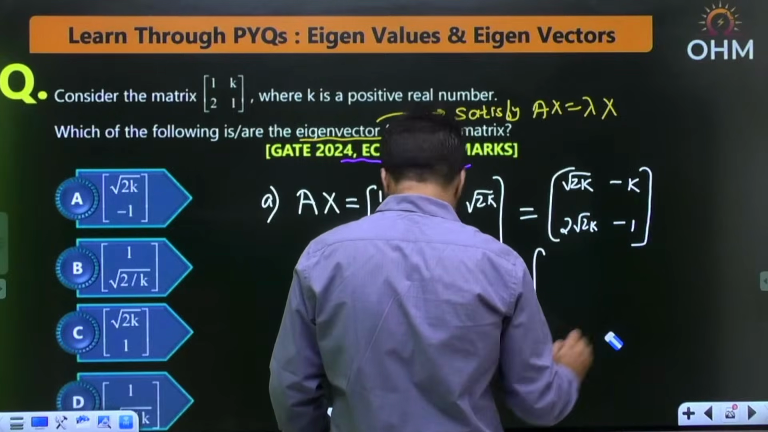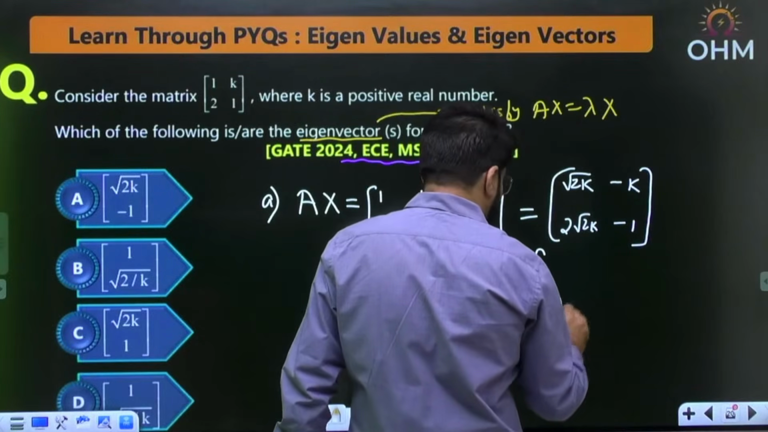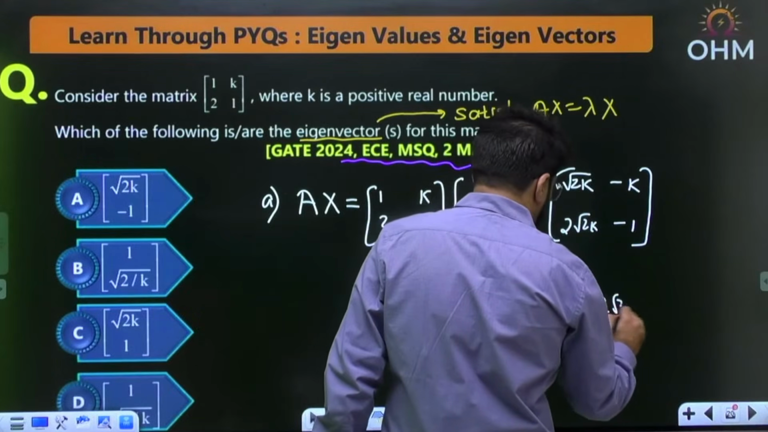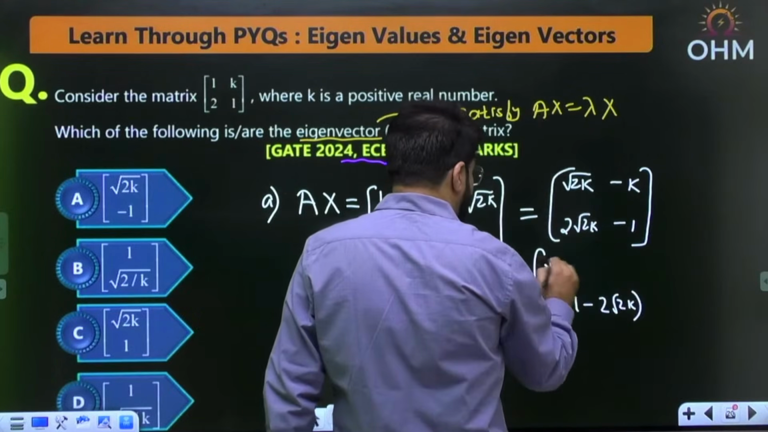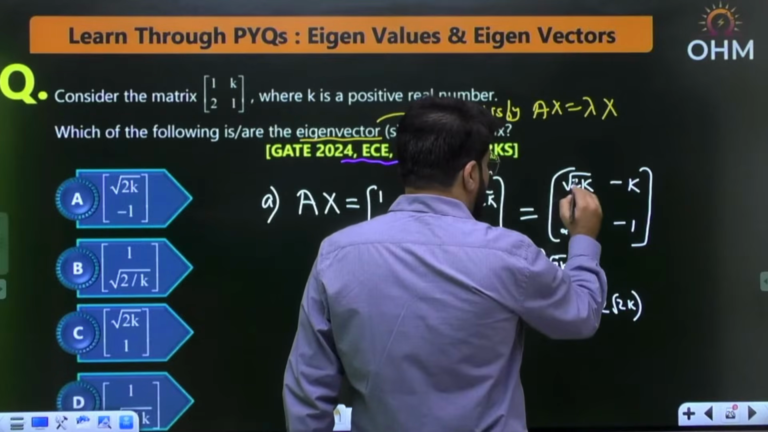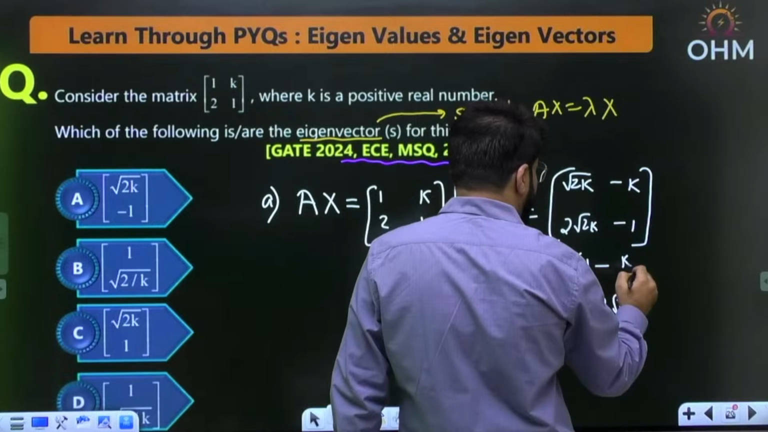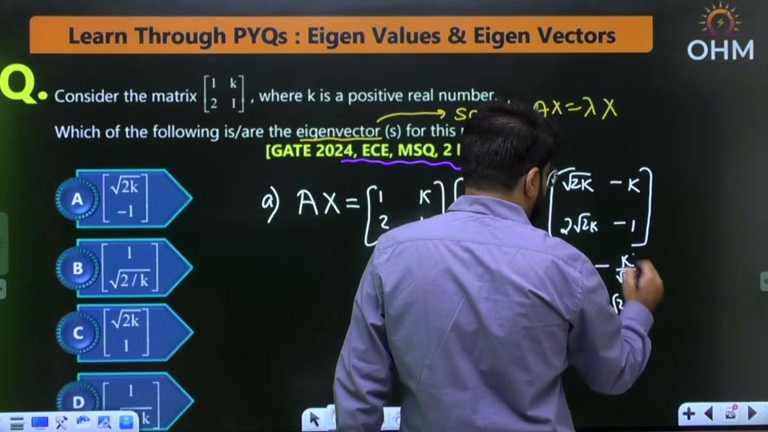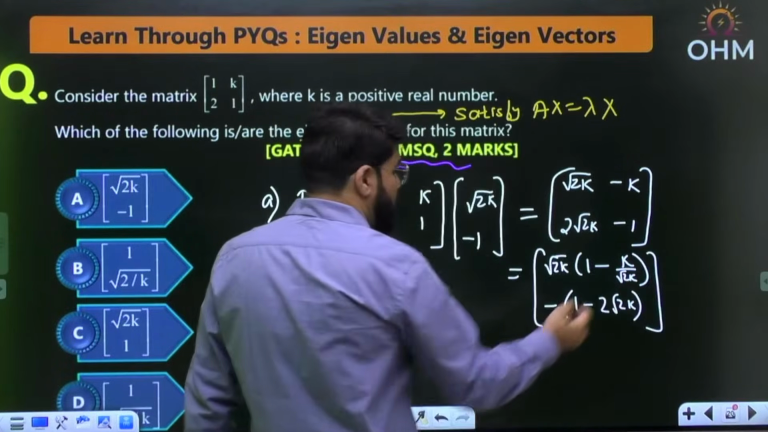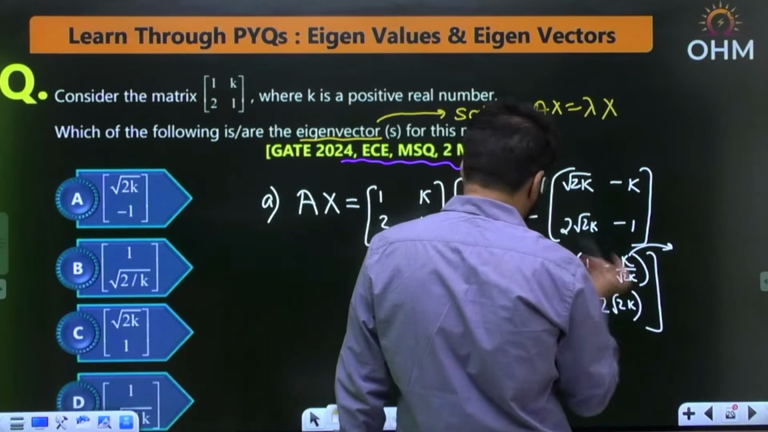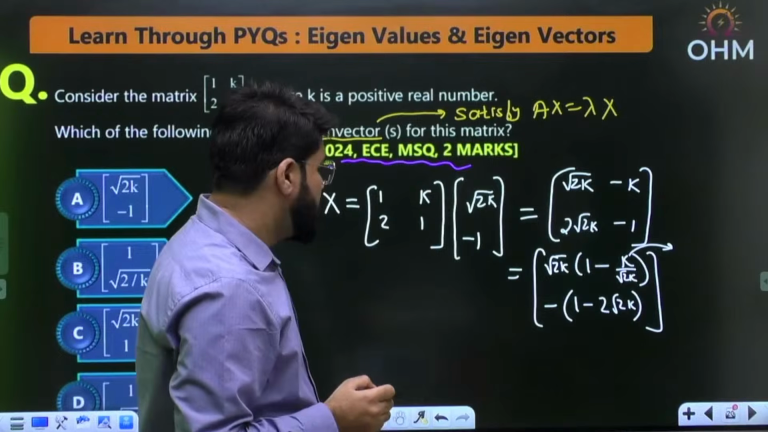sorry, I'll show you in a reverse manner. I have taken minus 1 common here, and if I take minus common, I get 1 minus 2 root 2k. Then if I take root 2k common here, 1 minus k divided by root 2k. So this is how much? k divided by root 2k. No, it's not going to match. These two are not equal.